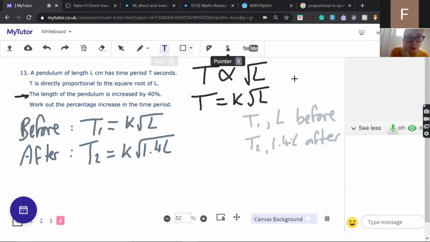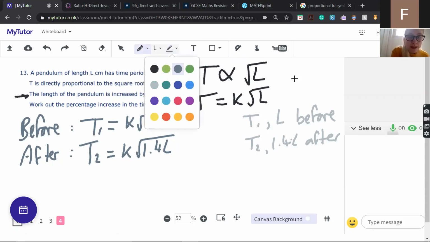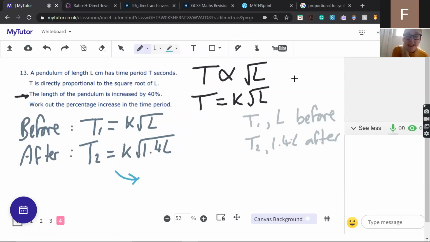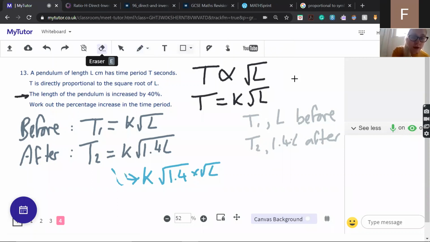So what we're going to do is a little bit of fiddling around with this equation. This is just a bit of algebra, really. We want to make this right-hand side say K root L. So I'm going to multiply this out and make this K root 1.4 root L. I don't want to focus too much on this, this is just the way that we rearrange it. I'm just separating out that surd. Sorry, I should have said T2 equals. We'll keep it as the equation.